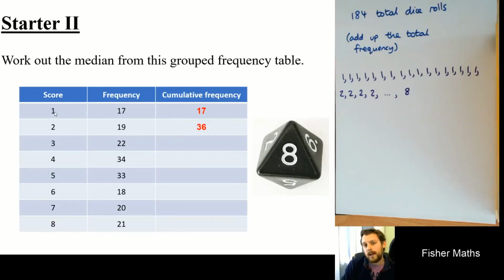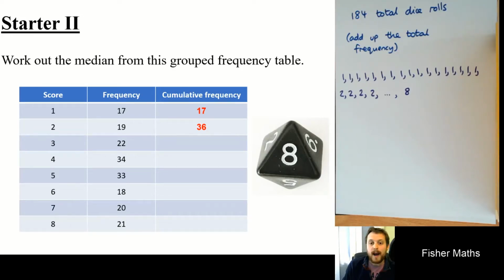So basically what it means is you've got the individual scores, and then for each of those scores you've got a cumulative frequency, which means how many are there up until and including those. So if I'm only including the ones, I've only got 17 numbers, but if I go up to the 2s, I've got 19 of those plus the original 17 ones. And that's all we do when we're putting on a cumulative frequency column.